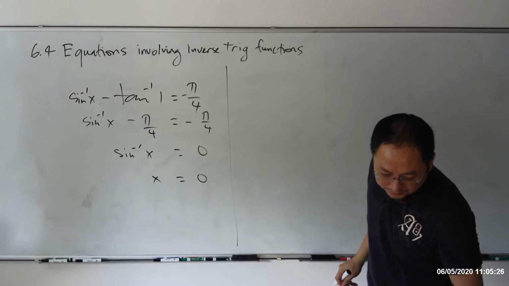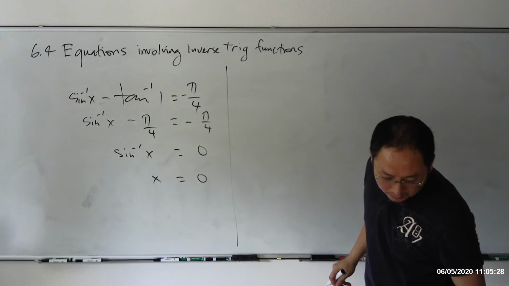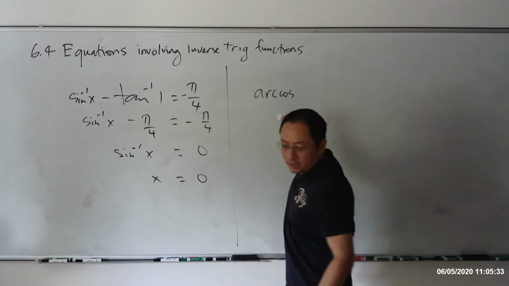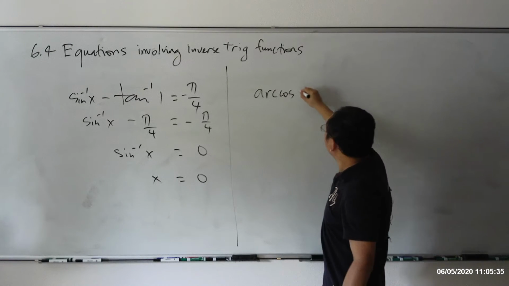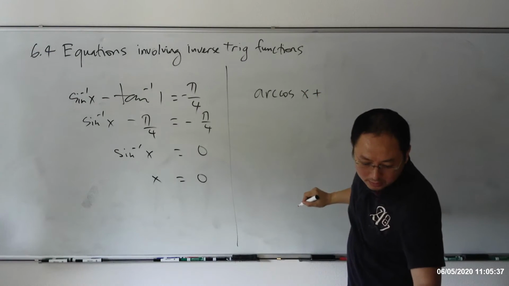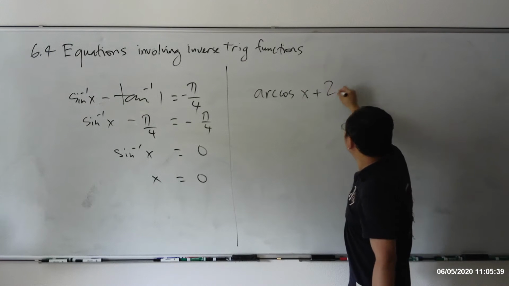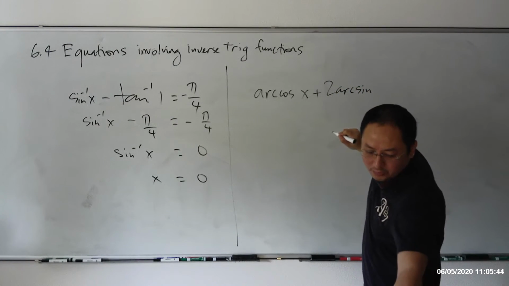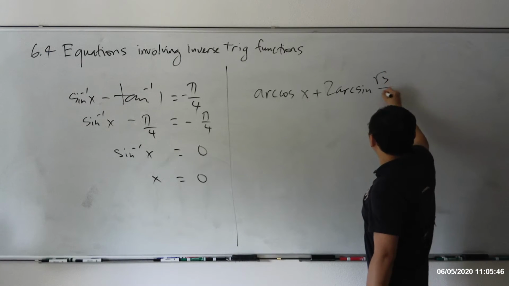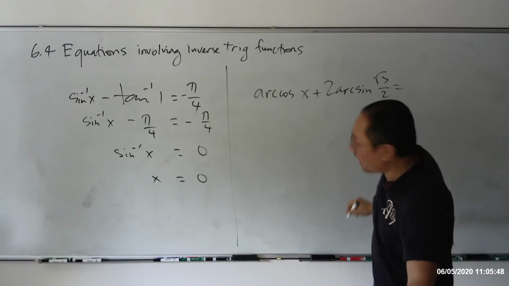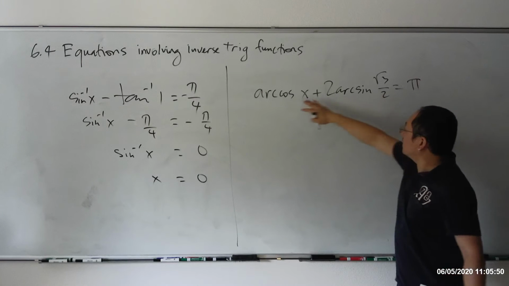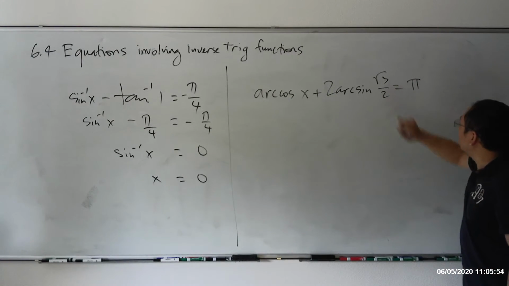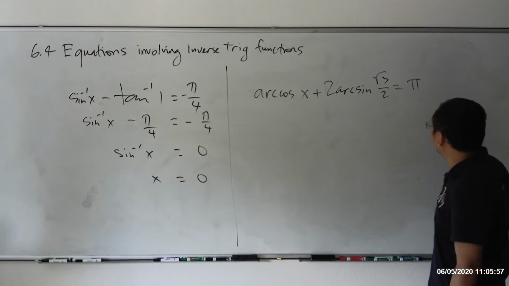How about number 39? Arc cosine of x plus 2 arc sine of root 3 over 2 equals pi. Alright, arc cosine means, by the way, cosine inverse. Arc sine means sine inverse. But that root 3 over 2 is a very familiar number.